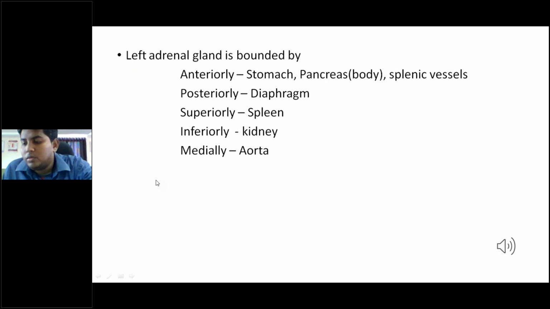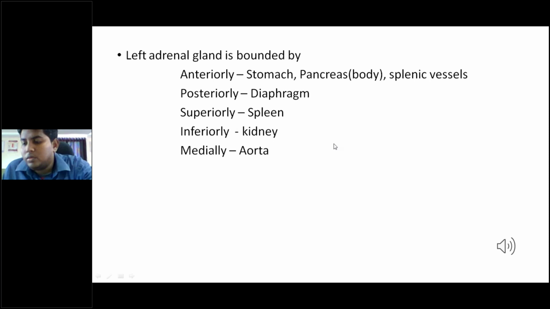On the left side, posteriorly it is bounded by the diaphragm. On both sides, the superior boundary is also the diaphragm, and on the left side it is the spleen. Anteriorly, on the right side it's the liver, and on the left side it is the stomach, pancreas, and splenic vessels. Inferiorly, on both sides it's the kidney. The medial side of the right adrenal gland is the inferior vena cava, and the medial boundary of the left one is the aorta. So these are the boundaries and anatomical relations of the adrenal gland.